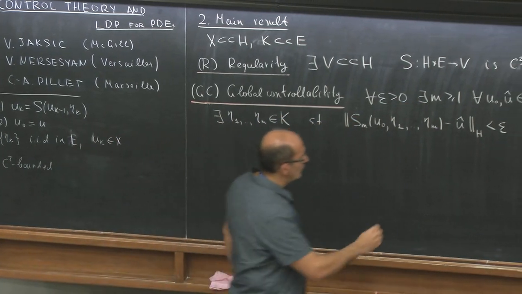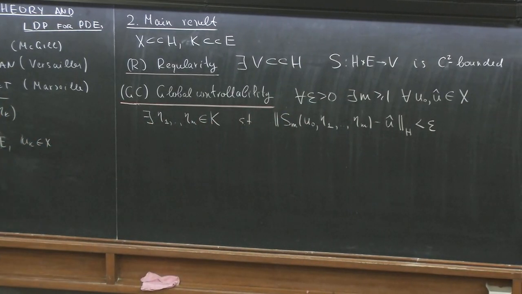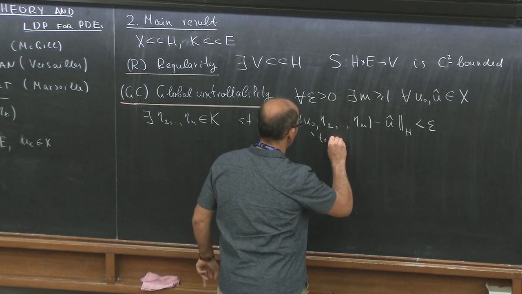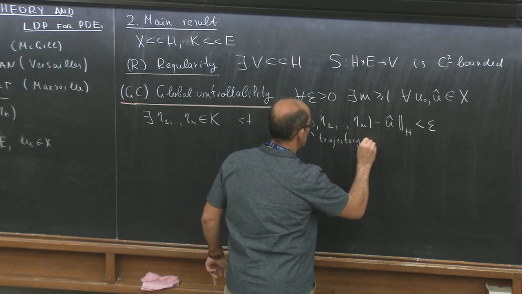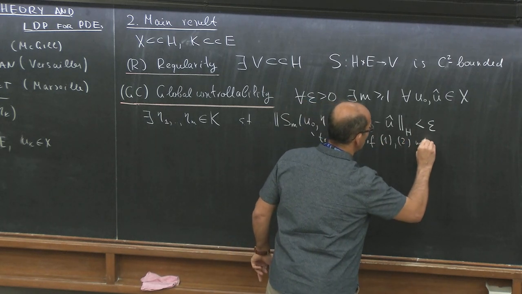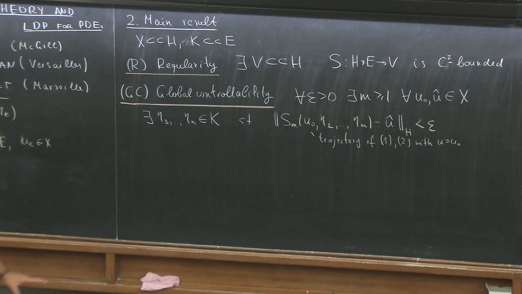Right? So S m of u is the trajectory of this one at time k. In other words, S m of u is u m when you use controls eta 1 to eta m. So this is the trajectory with u equal to u naught. So this is the usual concept of global approximate controllability in X.